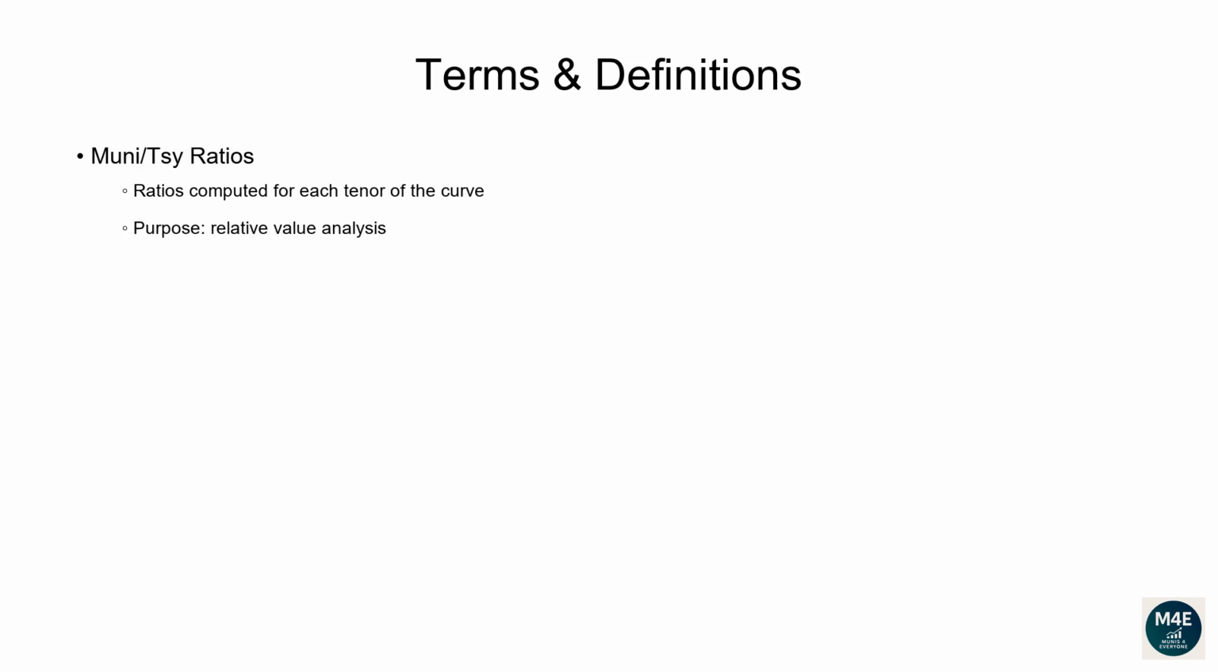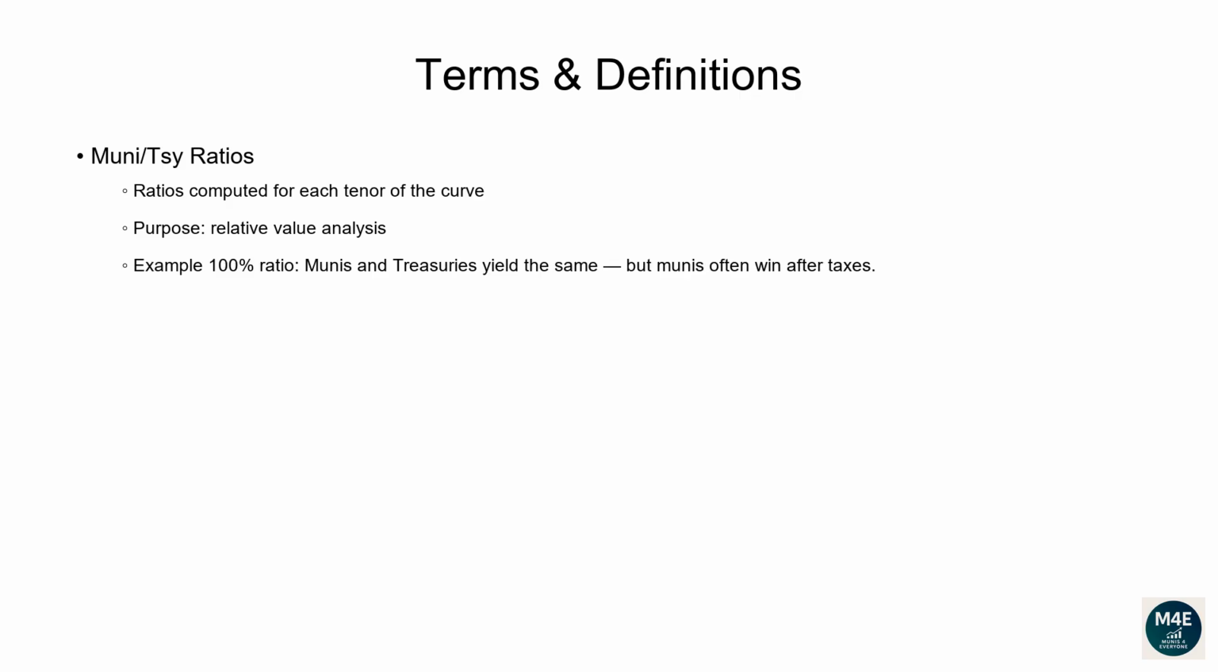Why do we compute ratios? They are one way portfolio managers and traders use to measure the relative value between municipal bonds and treasuries. Treasuries are the risk-free benchmark, backed by the US government. Munis are obligations issued mostly by states and cities. Therefore, professionals want to know, am I getting enough extra yield in munis compared to risk-free treasuries?